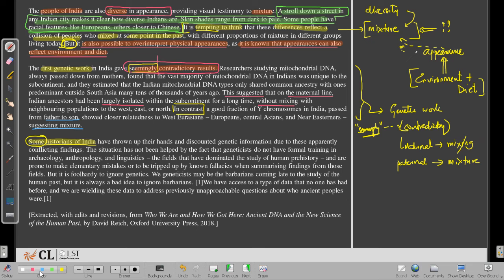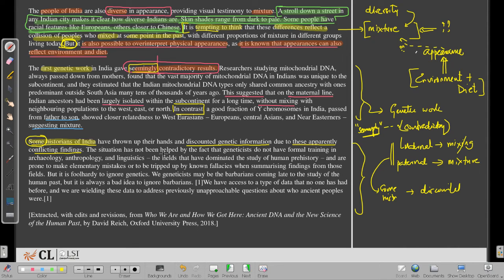Some historians in India, what have they done? They have thrown up their hands and discounted genetic information due to these apparently conflicting findings. So this paragraph says that because there are conflicting findings, some historians have discounted the data, saying that data is useless.